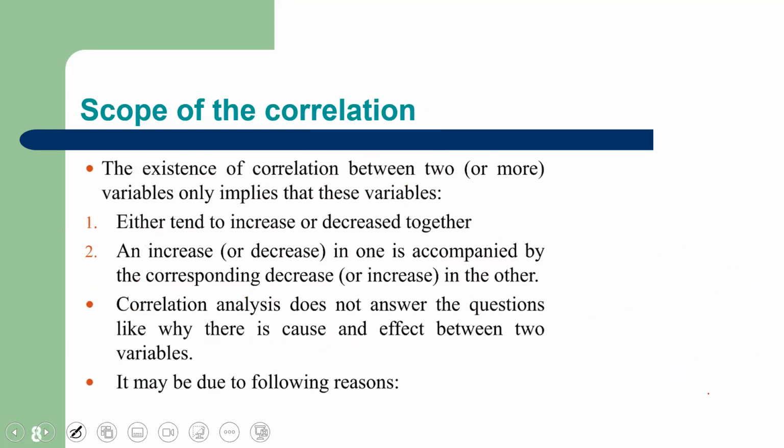Okay. And what is the scope of a correlation? The existence of a correlation between two variables implies that they tend to increase or decrease together. Okay. That is the scope of the correlation. Then an increase in one may be accompanied by a corresponding decrease in the other. Okay. So that is also there.